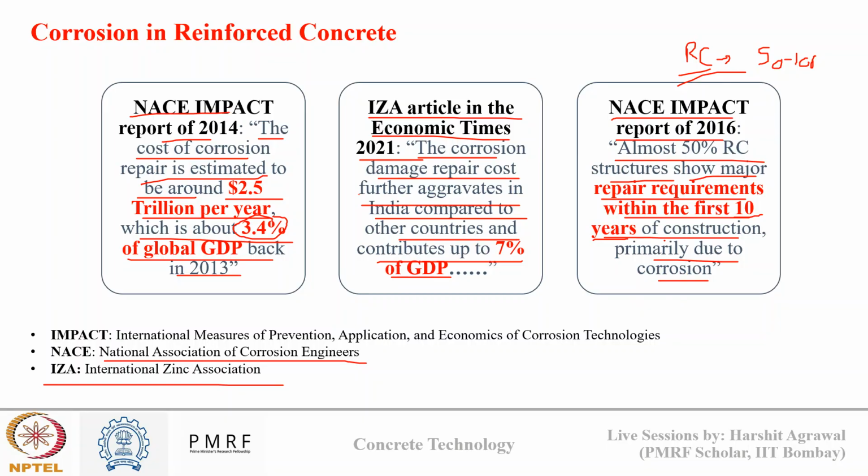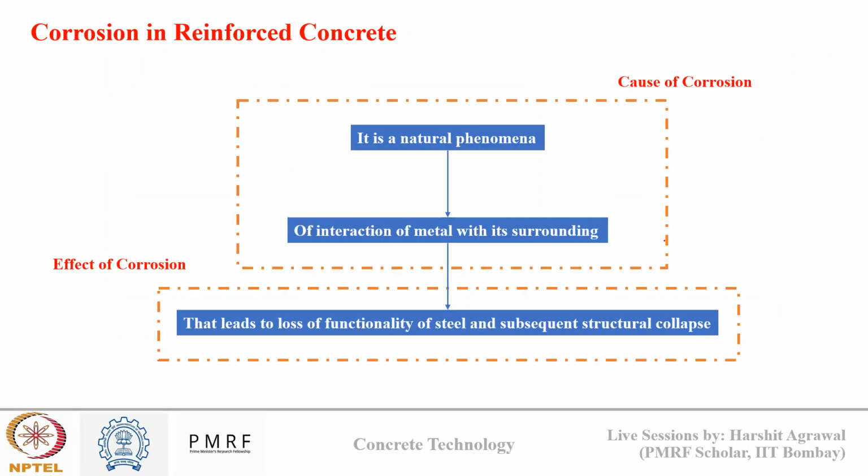Now that we know corrosion is a highly sensitive topic for reinforced concrete, but what is corrosion? I would like to present the simplest explanation of corrosion. I have broken the definition down into 3 points, and understanding each of these 3 points is enough to understand corrosion. Corrosion is a natural phenomenon of interaction of a metal with its surroundings, which leads to loss of functionality of steel and subsequent structural collapse. These 3 points define corrosion of a metal, which in our case is steel.